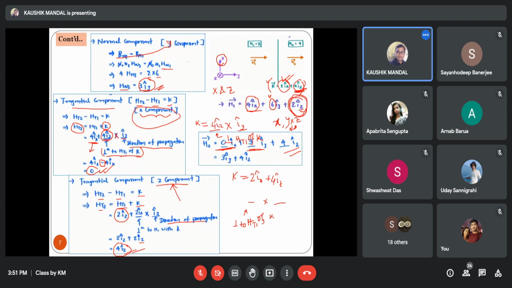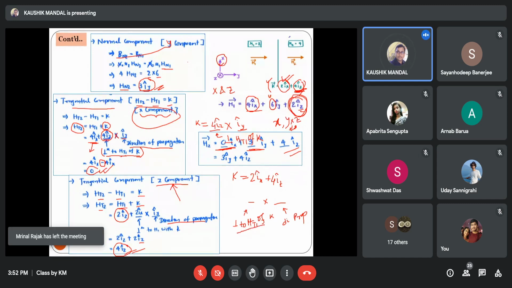Now, what about the second component? That is very easy. That is the direction of propagation. The second one is the direction of propagation. So the question is how to find out perpendicular to HT1 of K.